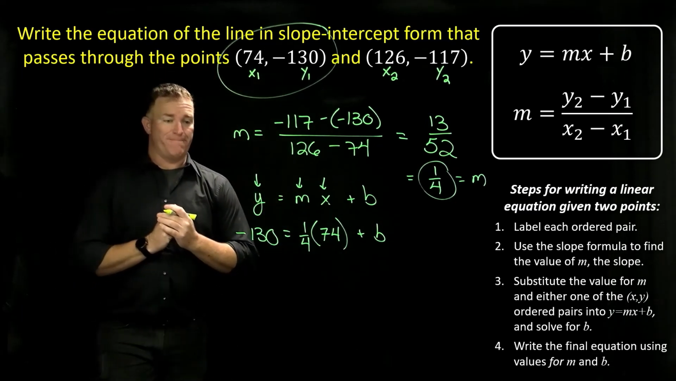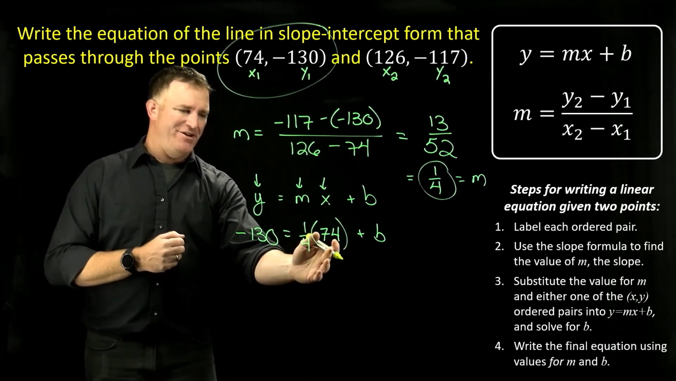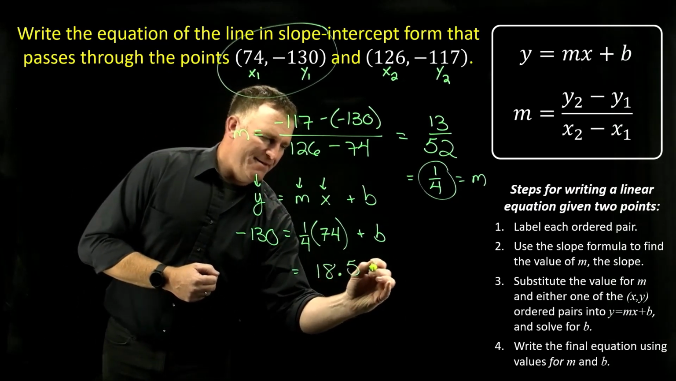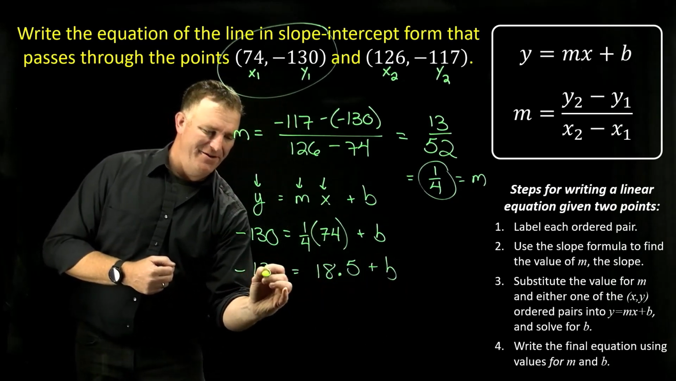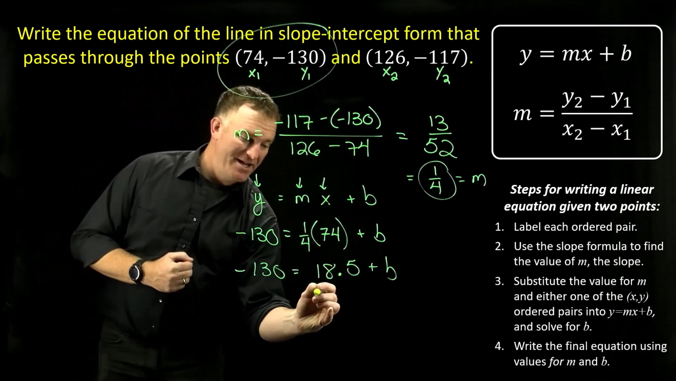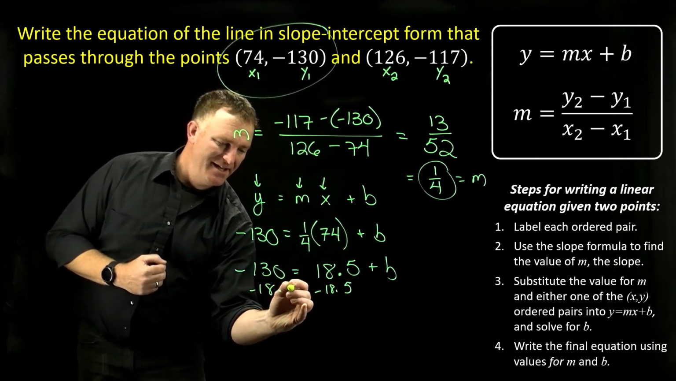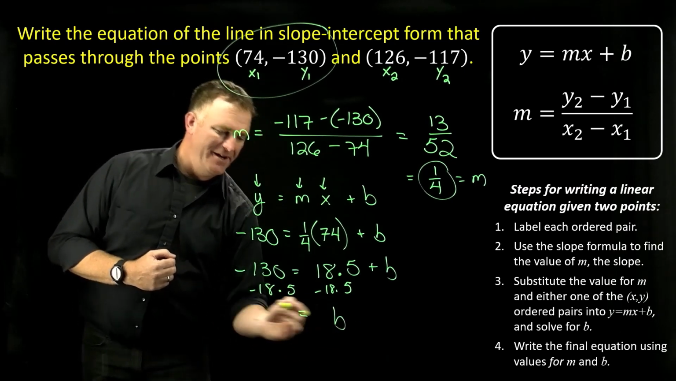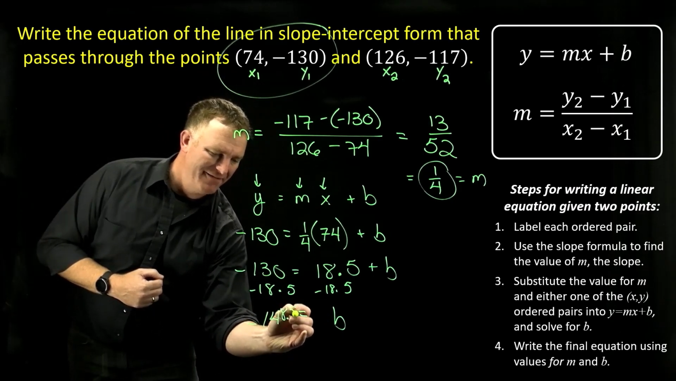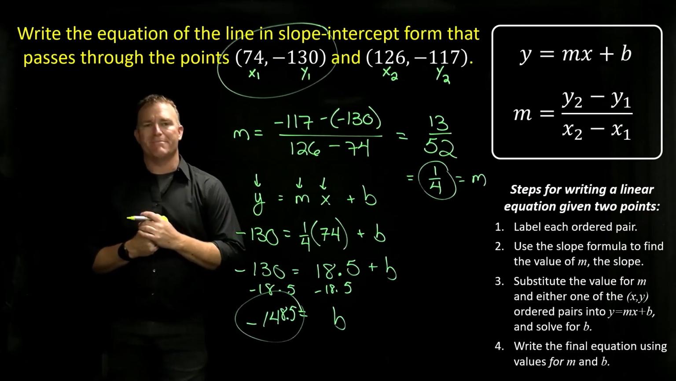What does b have to be? Okay, 1/4 of 74, let's see, divide it by 2 and divide by 2 again. So 37 and then 18.5 is what that ends up being. Plus b, this is negative 130 over here still. And if we want to get b by itself on the right side of this equation, we will subtract 18.5 from both sides, leaving you with just a b over here. And over here we get negative 148.5. And that is our y-intercept, negative 148.5.